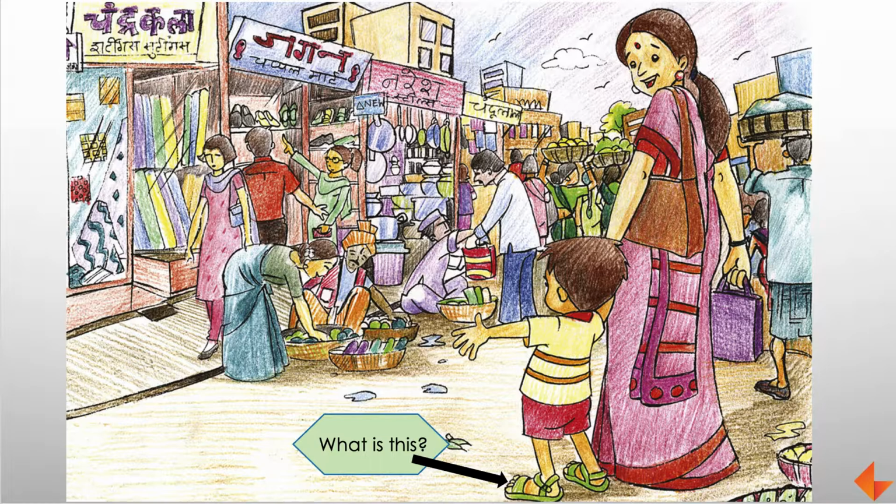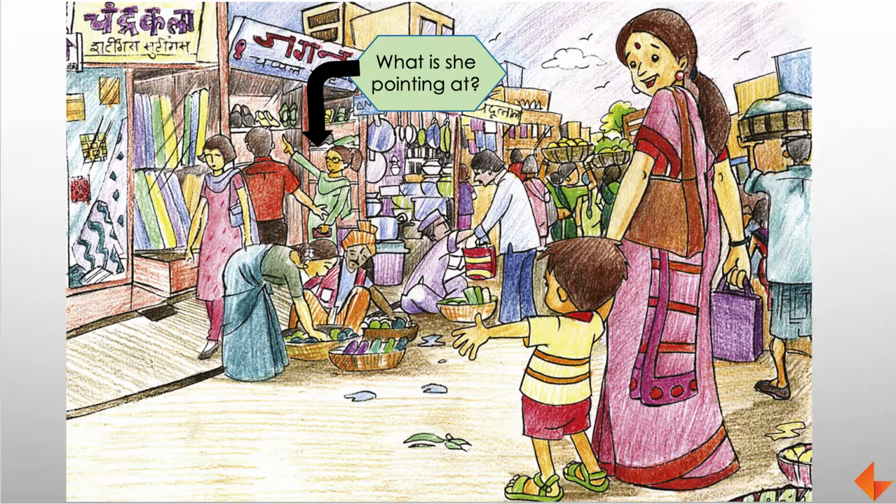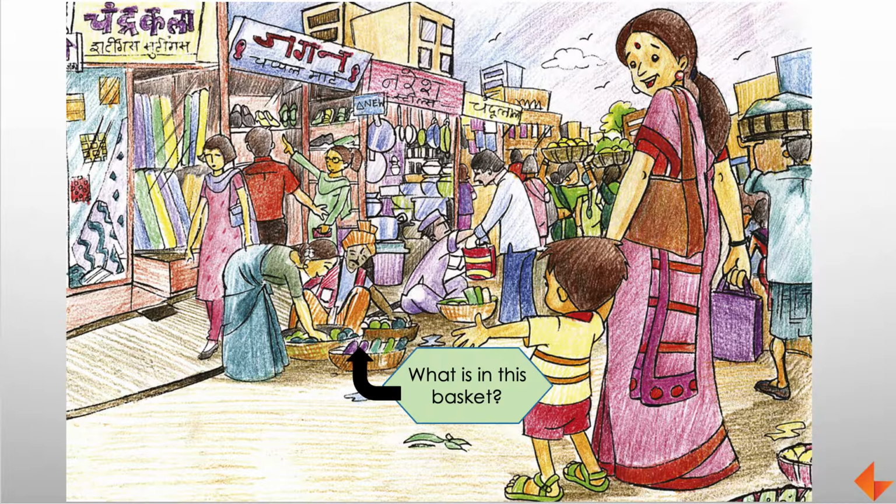What is this? This is a slipper. What is in this bag? What do you think is in the bag? What is she pointing at? She is pointing at shoes. What is in this basket? The basket has vegetables.